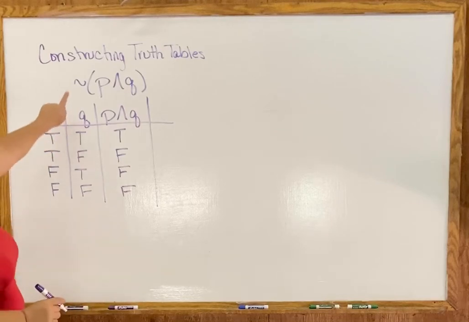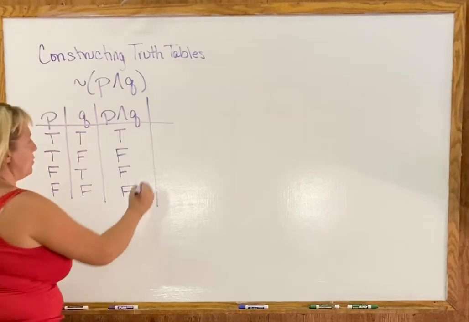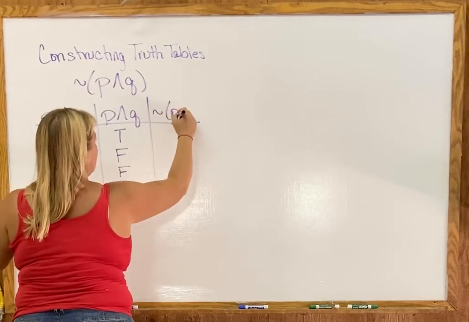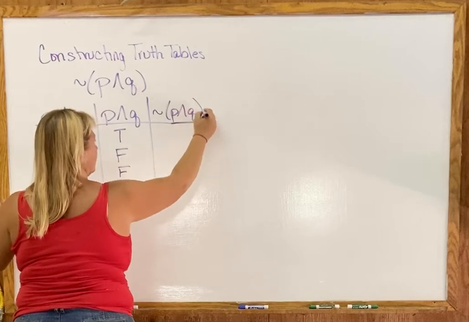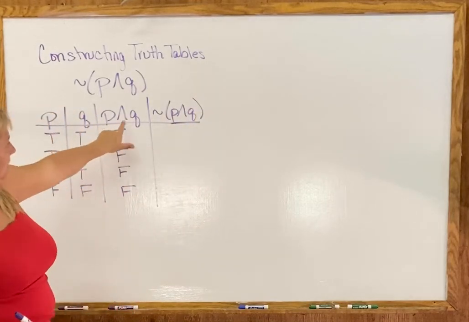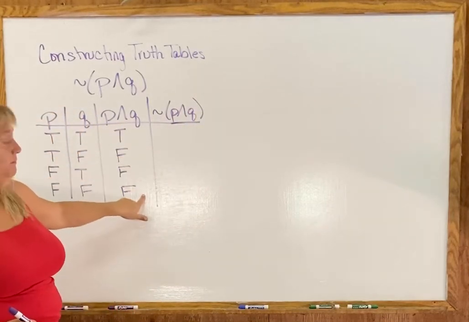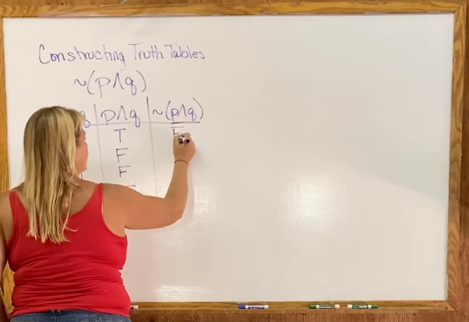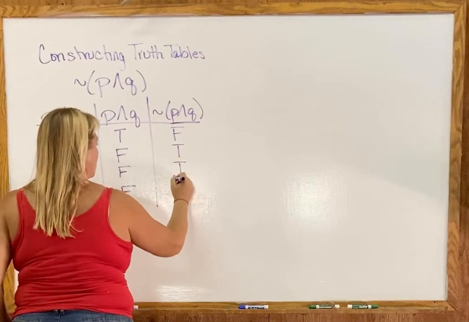But we're not quite there yet because we've got this little not out in front. So we want not (P and Q), which basically means we're going to take everything in this column and flip it, right? So this is going to be false, true, true, true.